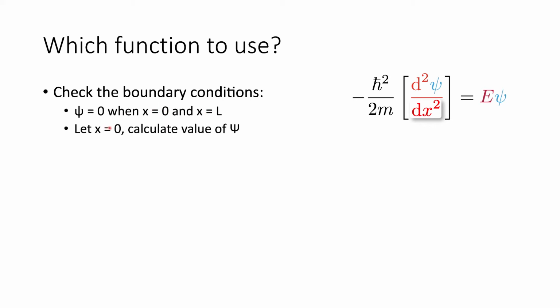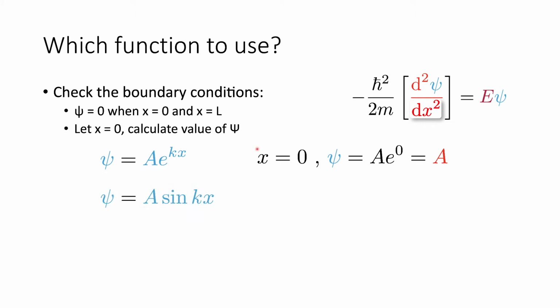So let's let x be 0 and calculate the value of psi for each one. If we start with A e to the kx, stick 0 in there, we end up with e to the power 0, which is 1, multiplied by A. So when x is 0, the wave function is equal to A. That's not a 0 wave function, so we can't use this wave function.